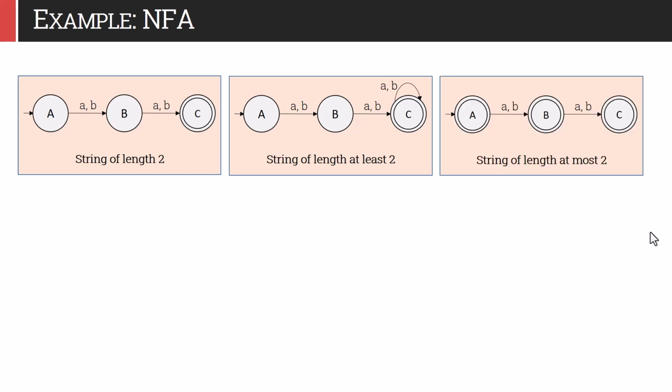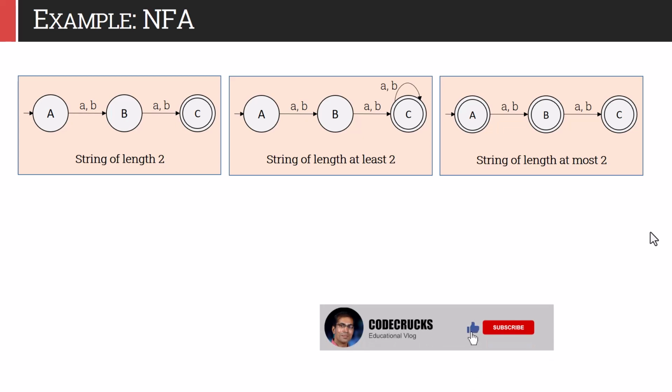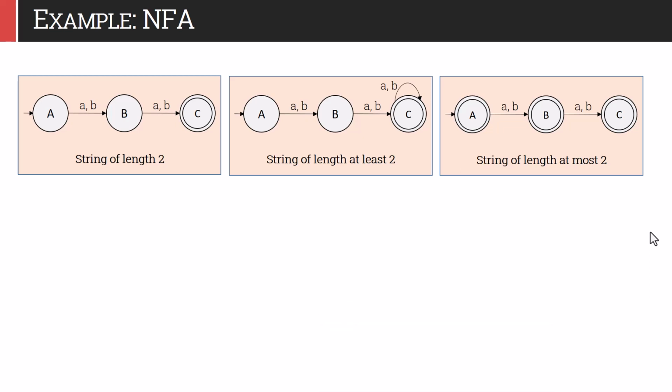And the language of strings of length at most 2. So the NFA should accept strings of length 0, length 1, length 2, not more than 2. The initial state is the final state, so that will accept the string of length 0. Then on reading one symbol A or B, we move to another state B, so it accepts strings of length 1. And when we move from B to C, it reads another symbol, and we accept strings of length 2 in state C.